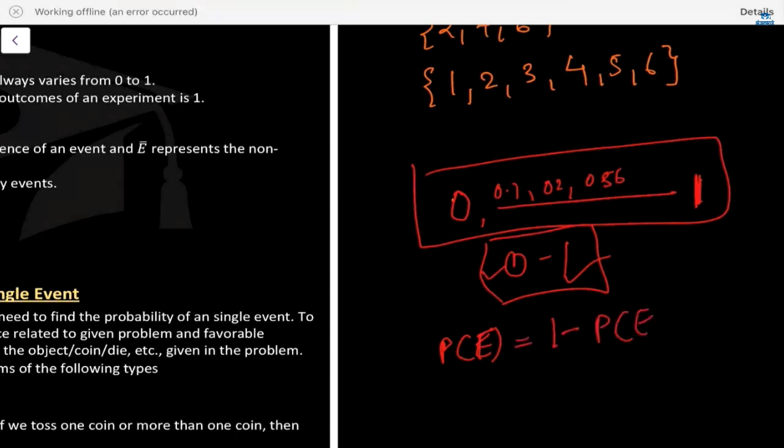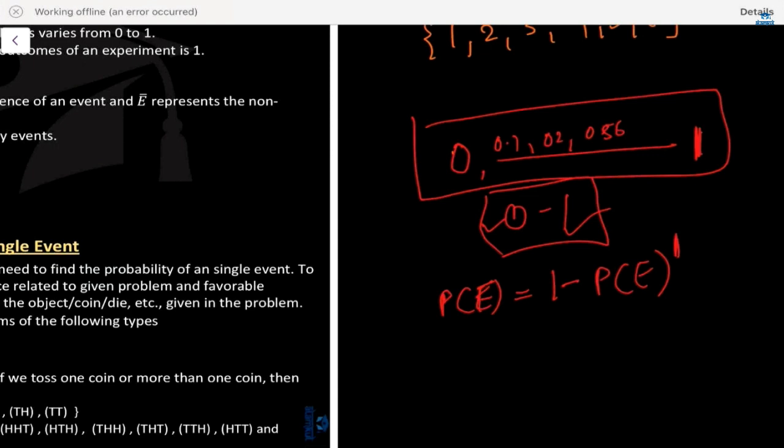Okay, complement of an event. This is the formula. Or you can say it's better that when you add the probability of all the events, it will always be equal to 1. For example, you have many events: probability of E1, probability of E2 plus probability of E3 will all add up to 1. And probability of an event plus complement of that event will equal 1.